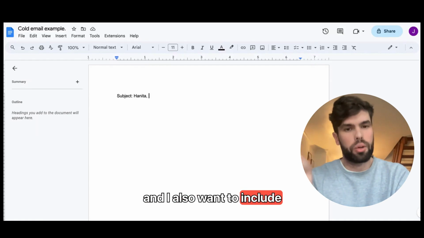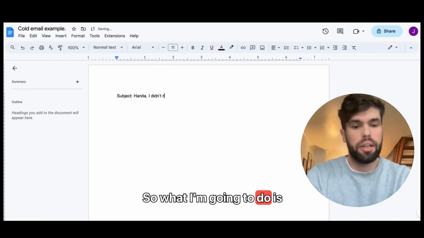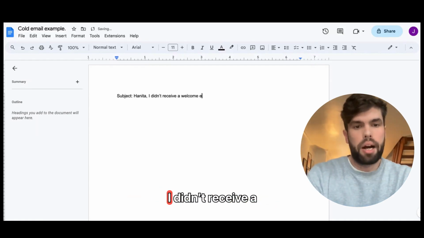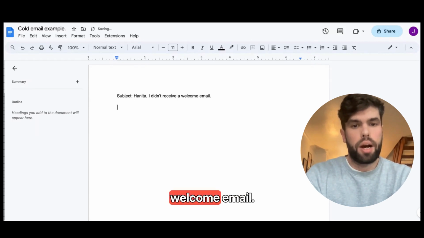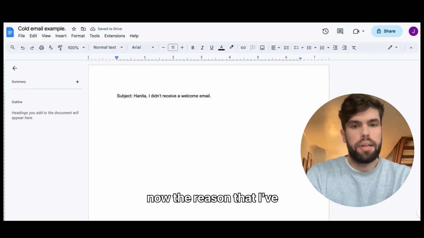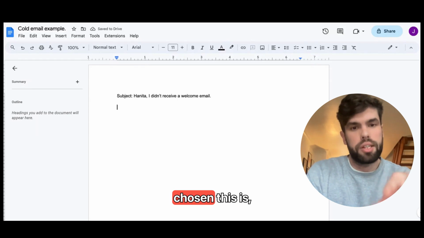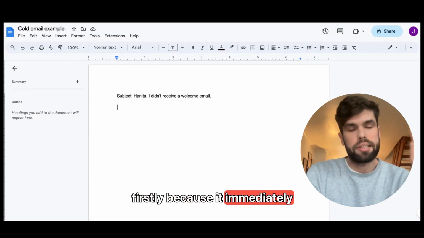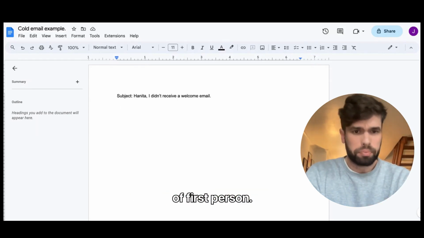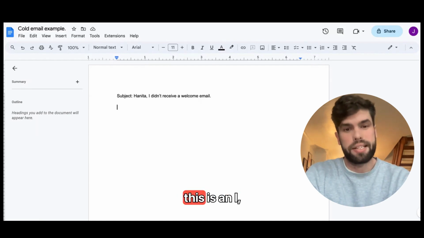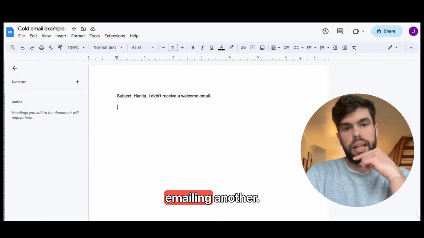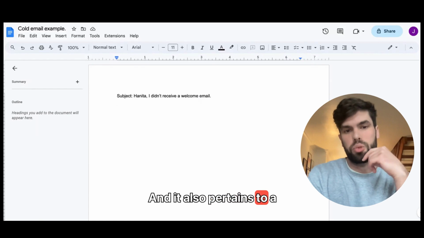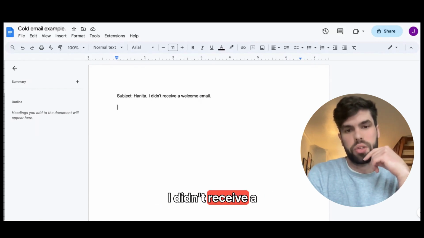And I also want to include something quite personal here. So what I'm going to do is use this: I didn't receive a welcome email. Now, the reason that I've chosen this is firstly because it immediately starts that principle of first person. So this isn't a we, this is one individual emailing another, and it also pertains to a specific problem that I've had as well. I didn't receive a welcome email.